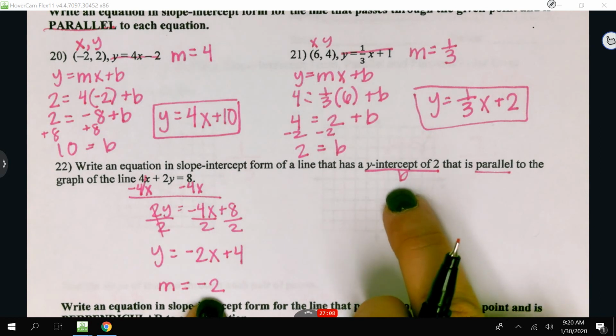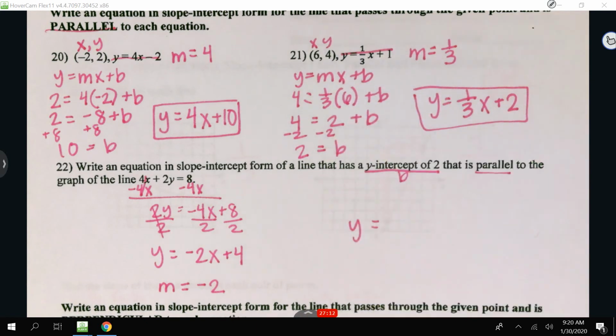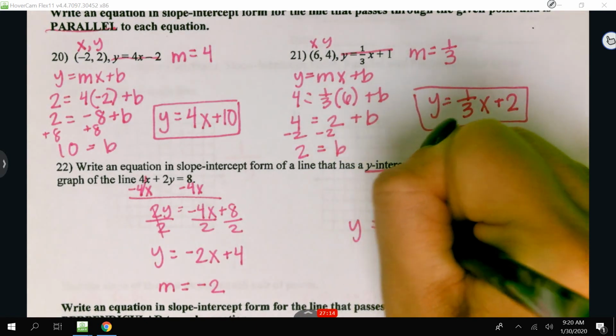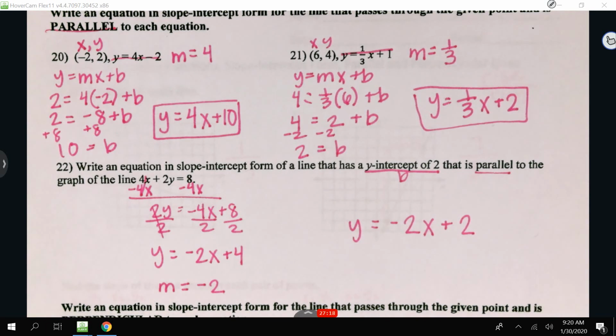So what's the equation parallel to this? Y equals negative 2... Good. Y equals negative 2x plus 2. Questions on that? So the y-intercept that they give you is of the new line. It is not of this line.